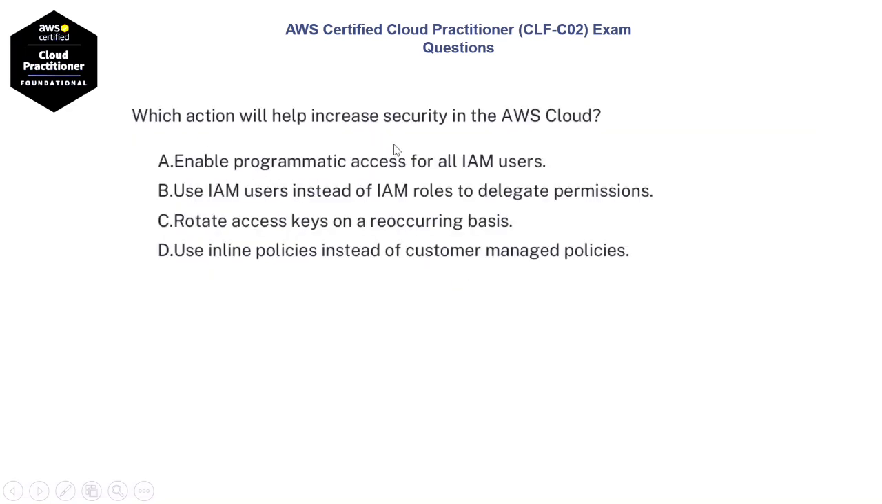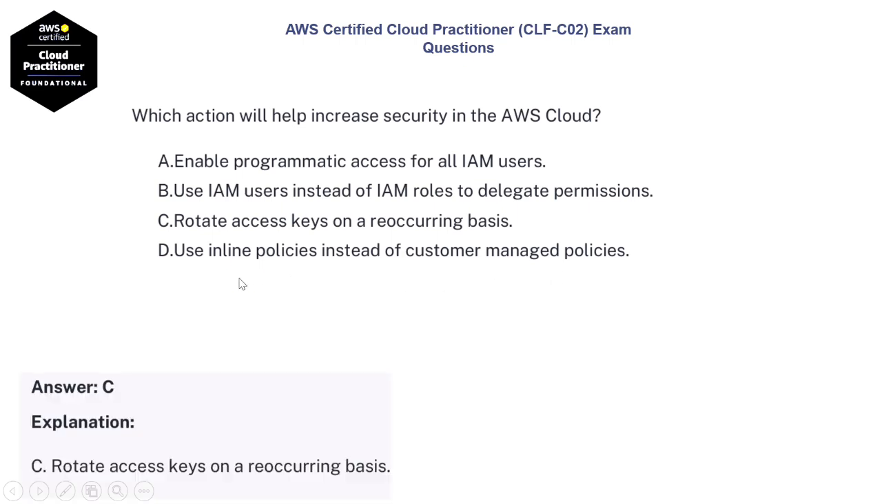Which action will help increase security in the AWS cloud? Option A, enable programmatic access for all IAM users. Option B, use IAM users instead of IAM roles to delegate permissions. Option C, rotate access keys on a recurring basis. Option D, use inline policies instead of customer managed policies. The right answer is option C, rotate access keys on a recurring basis.